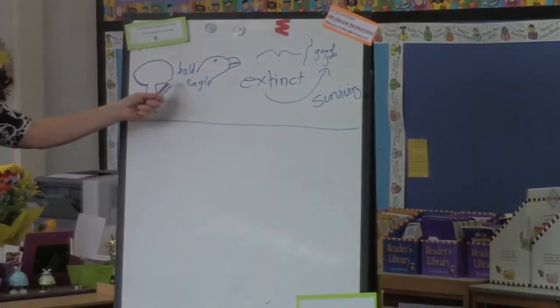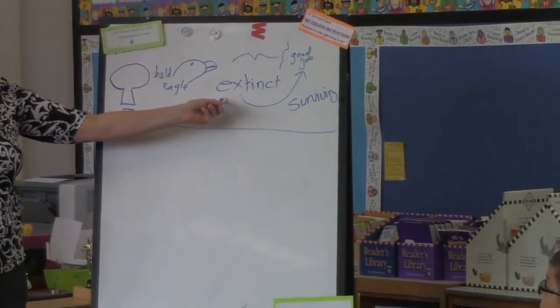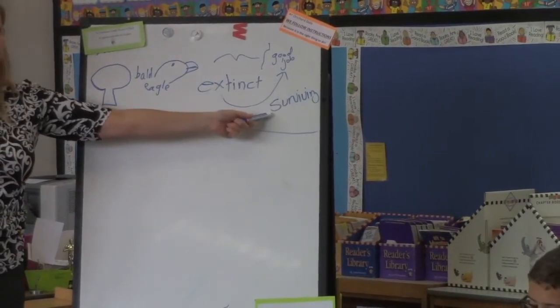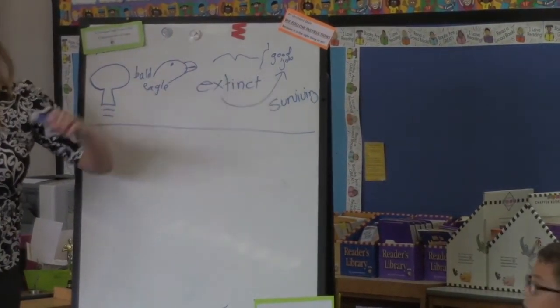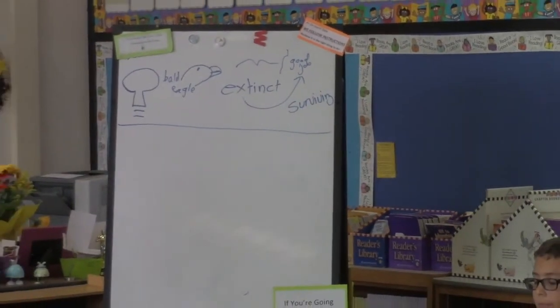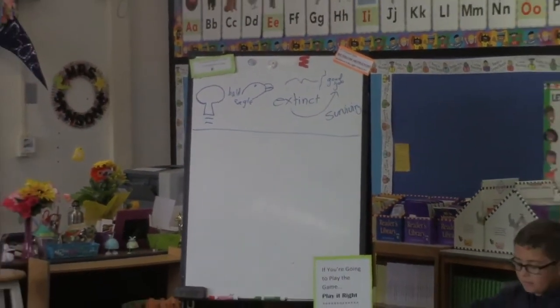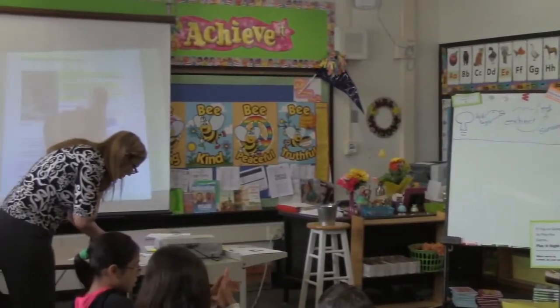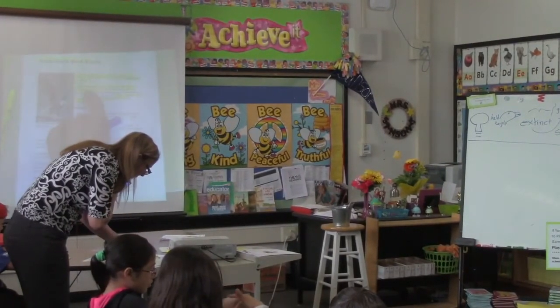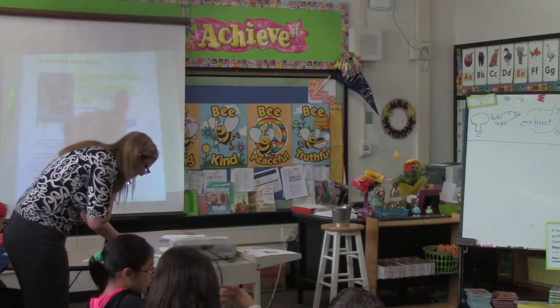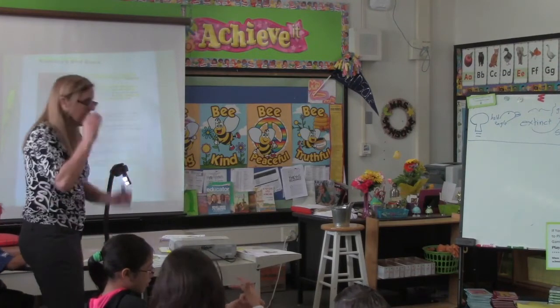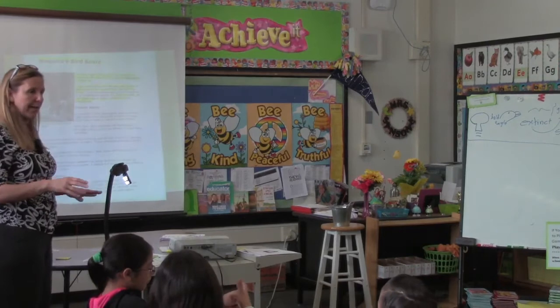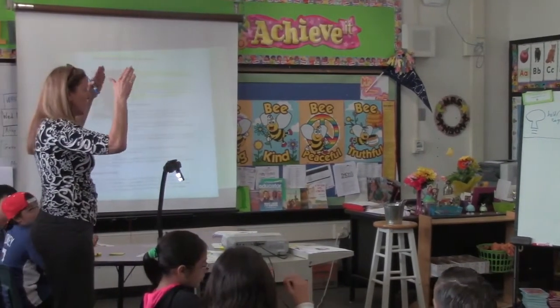Ready, guys? Go. The bald eagle was almost extinct, but now it's learned how to survive. Okay, let's go to the next line. Second paragraph, let's read it. Ready, go. In the middle of the 20th century, the number of bald eagles in the United States was declining rapidly. So let's do this. First of all, ready? Go. In the middle of the 20th century.